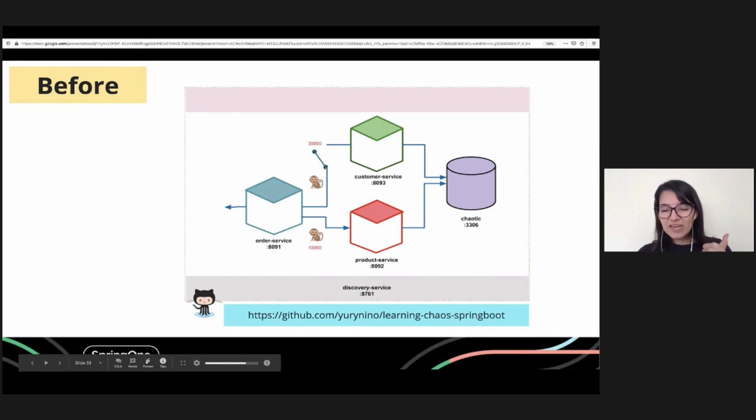For this experiment, we are going to test a circuit breaker configured between order service and customer service using the latency attack available in the Chaos Monkey for Spring Boot. The idea is to verify if the timeouts configured in the circuit breaker are working in a proper way.